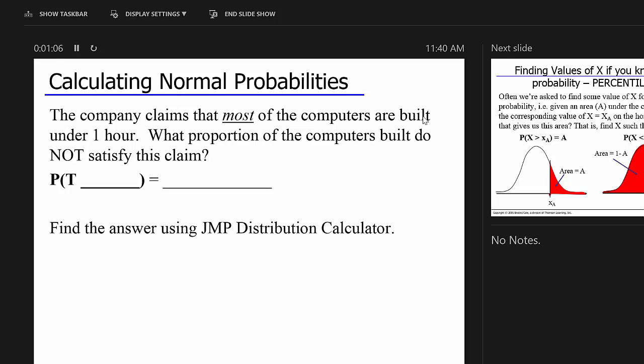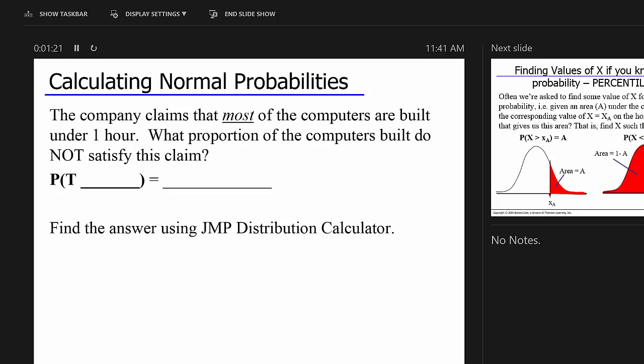The majority are under 60 minutes, under 1 hour, but there is a small fraction that take longer, probably computers with the most features, most installations and most testing, okay? So what proportion of computers take longer than 1 hour to assemble? Okay, so the probability that the time exceeds 60 minutes, right?